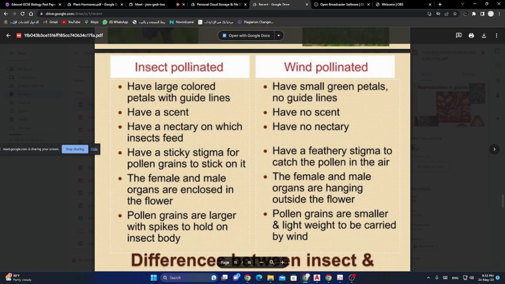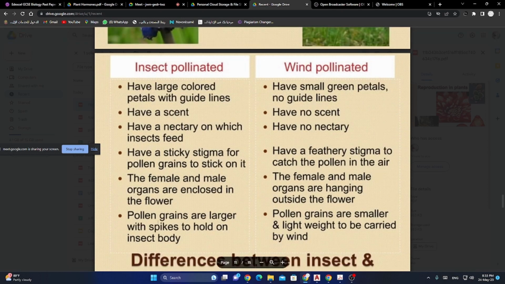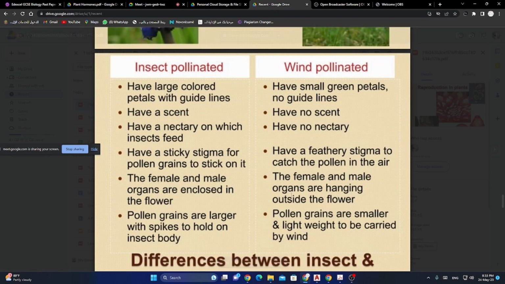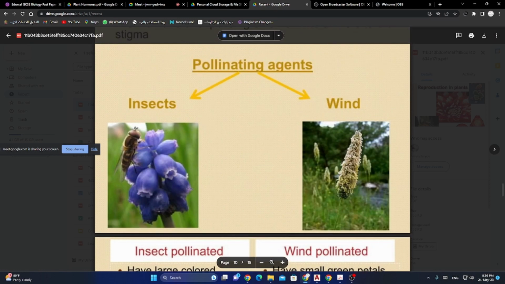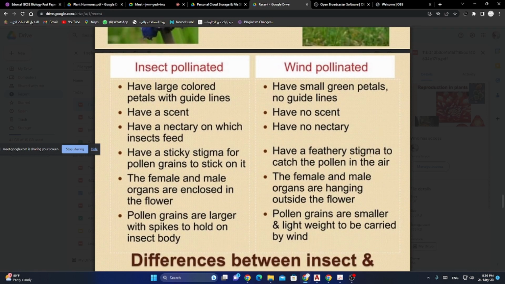Okay? The female and male organs are enclosed in the flower. They're both inside the petals, right? And the pollen grains are larger with spikes to hold on the insect body. Because as you're going to notice, for wind pollinated, they're usually very small and they don't really have any spikes. They're very small because they need to be carried by the wind, right? So they need to be as small as possible.